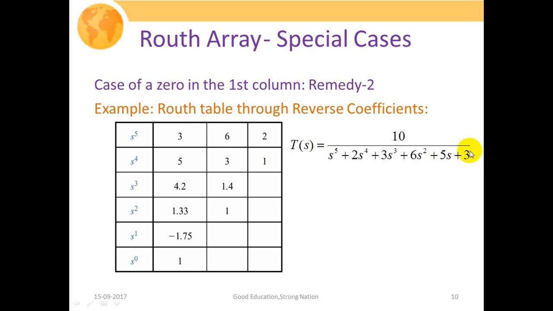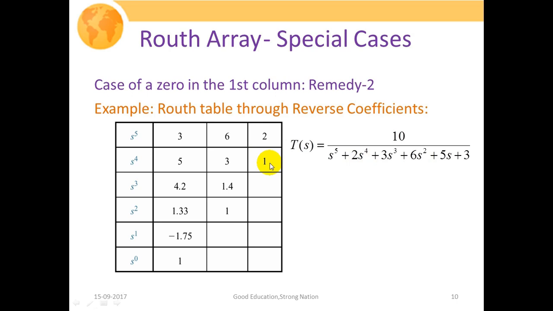For s to the power 5, we'll have 3. Then after skipping this 5, we'll have 6. Then after skipping the next coefficient, we'll have 2. Then the coefficient of s to the power 4, we're going to write 5. Then after skipping this 6, we're going to write this 3. Then after skipping 2, we're going to write 1.